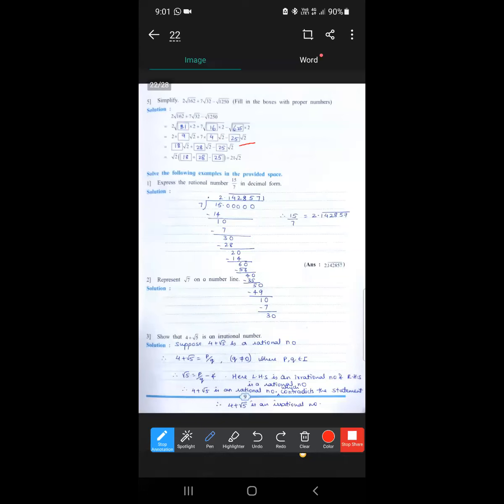Now here you can see they are what? Similar surds. Unless and until the surds are similar, you cannot carry out the addition and the subtraction. Before it was 162, then 32. You cannot do addition or subtraction unless you make these surds similar surds. Similar means what? Same.